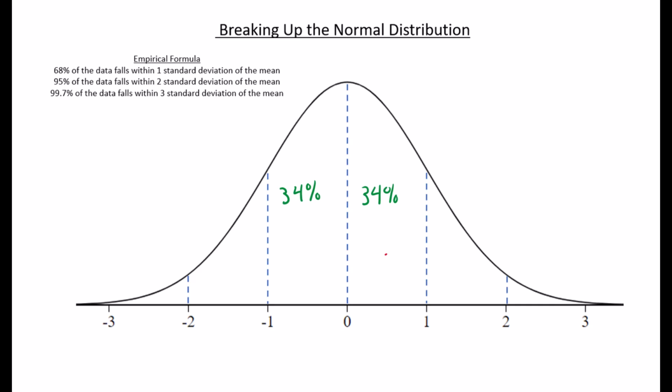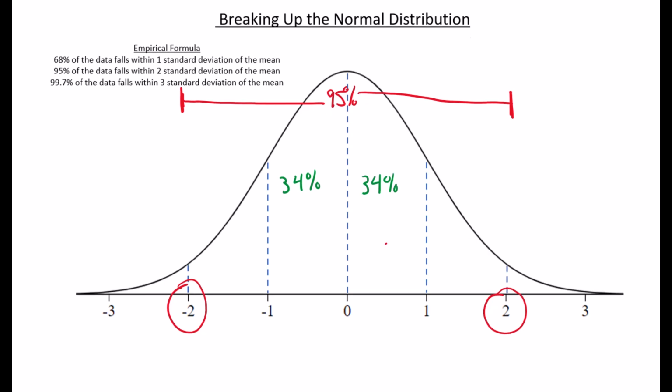And we know also that from 2 standard deviations below the mean to 2 standard deviations above the mean, that area will be 95%. So I go all the way from the left side to the right side. That's going to be 95%. So again, we divide 95 by 2, and we are left with 47.5%. I'll put it up here out of the way.